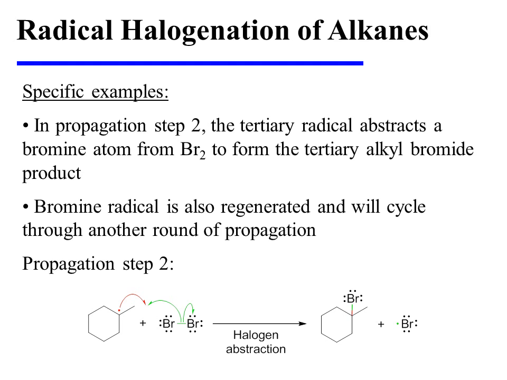During propagation step 2, the tertiary radical abstracts a bromine atom from Br2, yielding the tertiary alkyl bromide product. The bromine radical is also regenerated, which allows this to cycle through another round of propagation, making it a chain reaction.